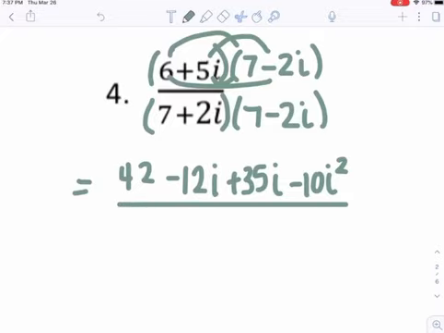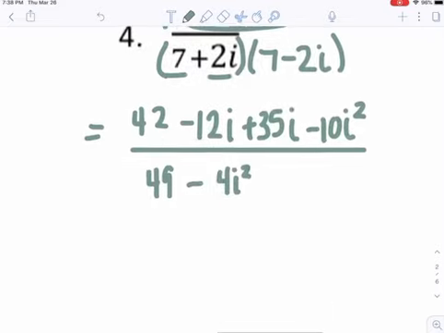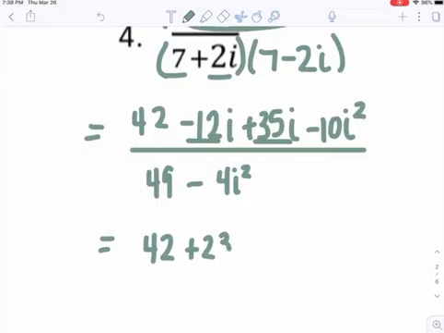All over. Remember, this is a difference of 2 squares in the denominator, so you could definitely use the shortcut, or you could FOIL and go from there. Again, I'm going to do the shortcut. So I'm going to square the first term, that's 49. Square the second term, that's 4i squared. Again, the 2 and the i get squared, and then you tag subtraction in between. So in the numerator, I'm going to combine my like terms. I get 42, and then 35 minus 12, that's 23i.